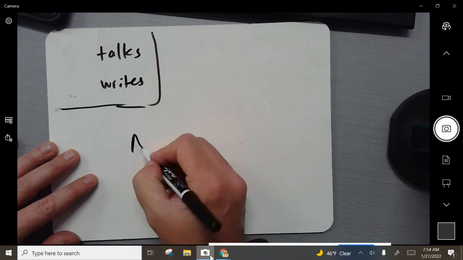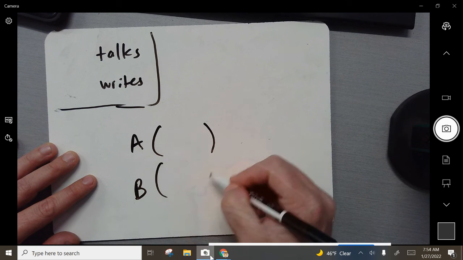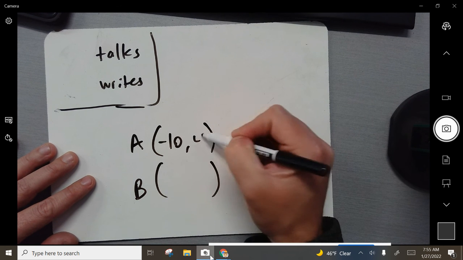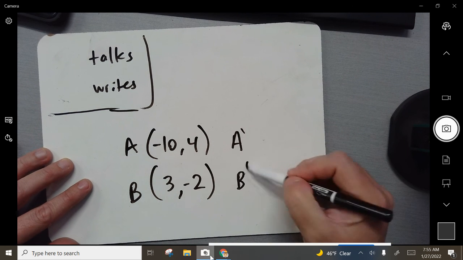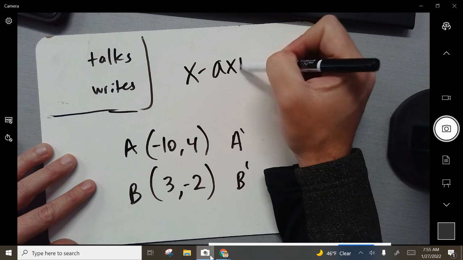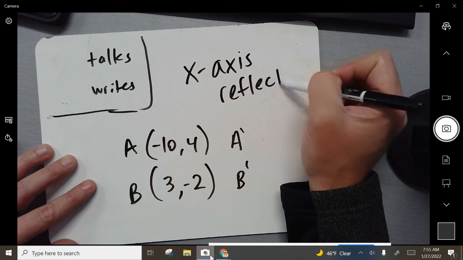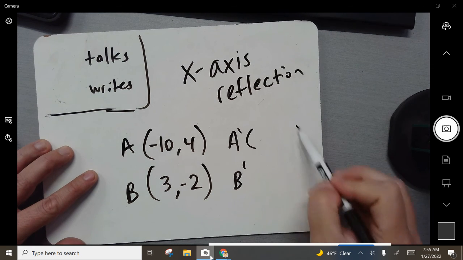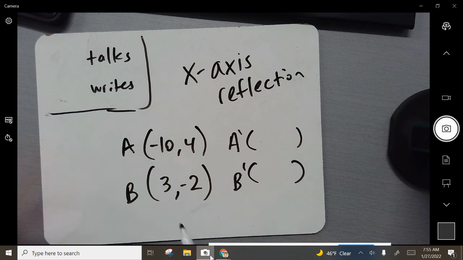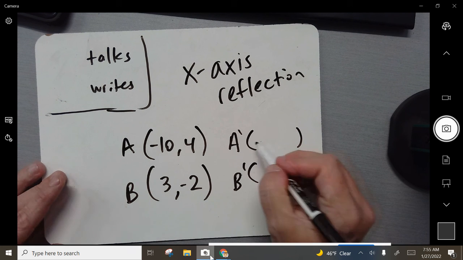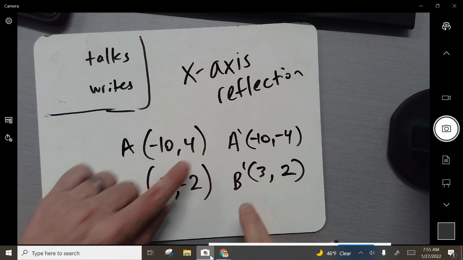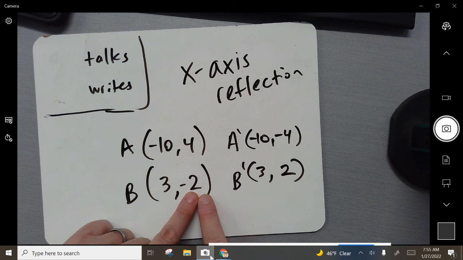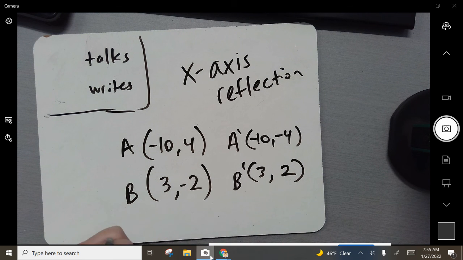I said the same idea. A and B. Here's your coordinate. And I'm going to tell you it's an x-axis reflection. What's it going to look like? Okay? Make sure you understand, push pause. Remember, x-axis reflection, x stays the same. The y changes. So this 4 went to -4. This -2 went to +2. All right? Do the best you can, and see you later.